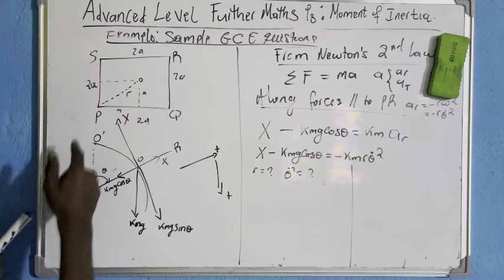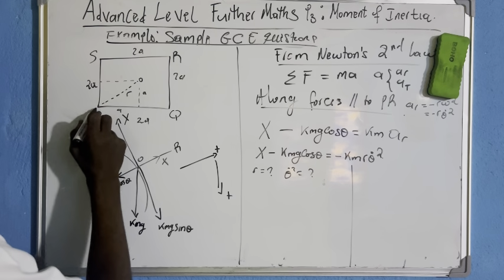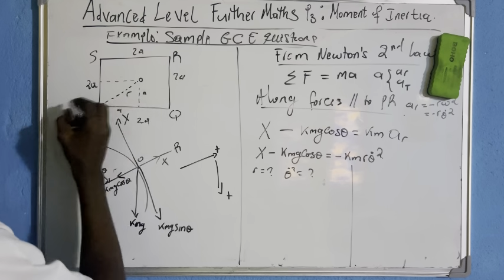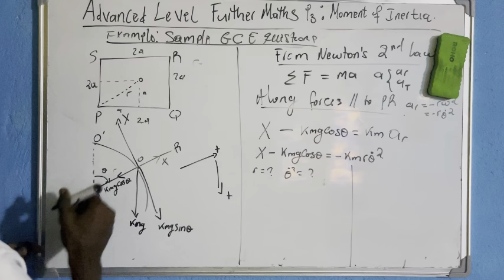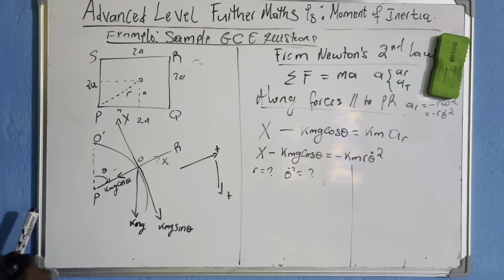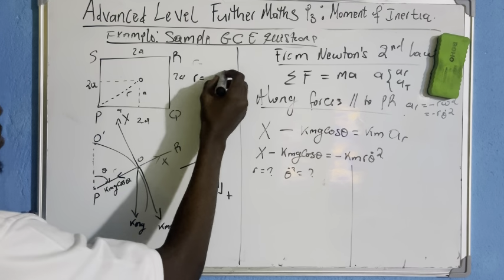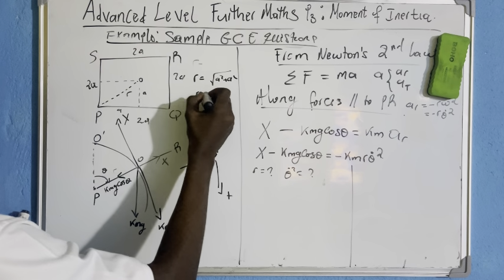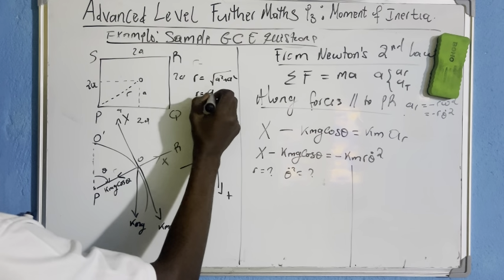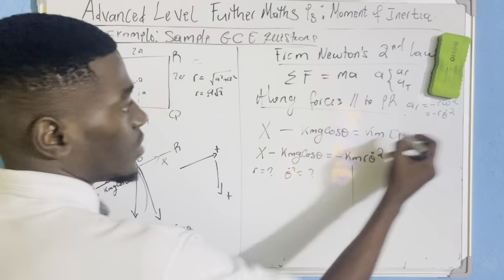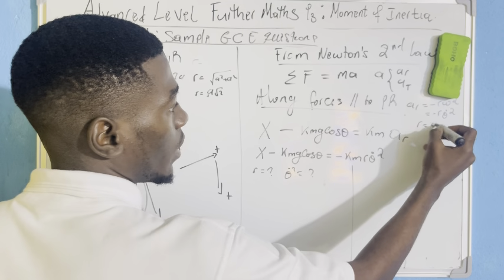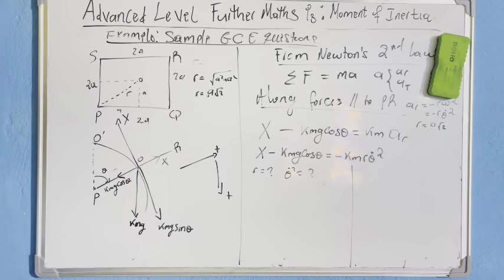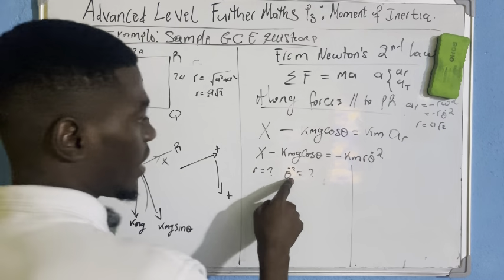I can still represent it on the lamina here. Look, this is PO, the radius. And that radius is equal to what? From Pythagoras theorem, the radius is simply equal to the square root of A square plus A square, which is simply A root 2. So R is simply equal to A root 2. That is the first unknown already. Then I also need to find theta dot square.